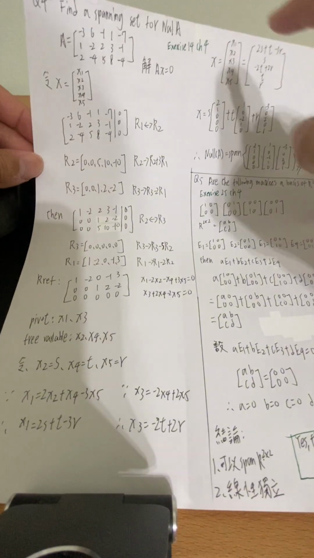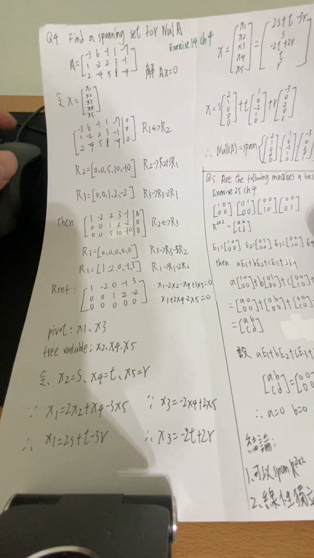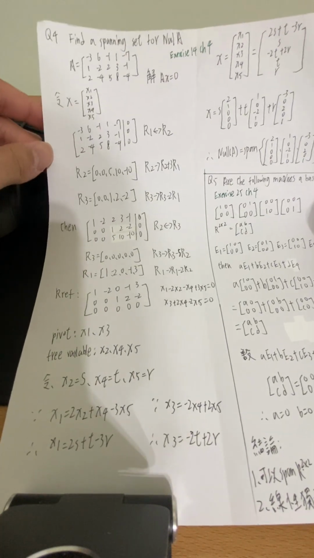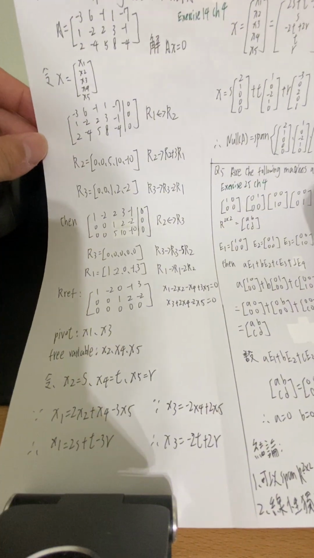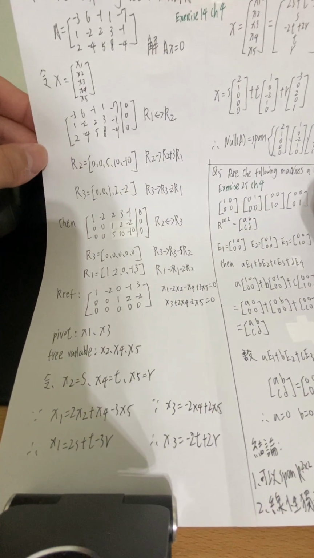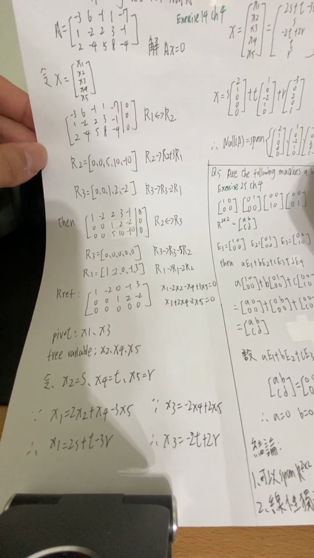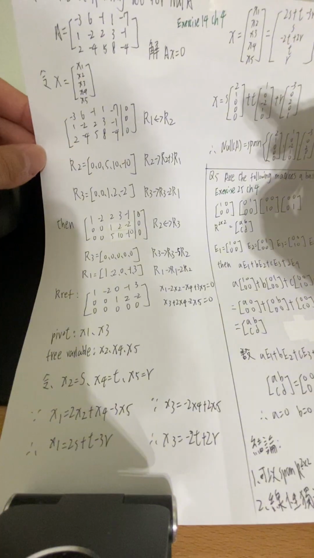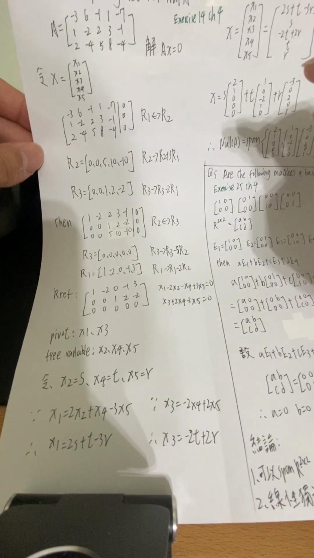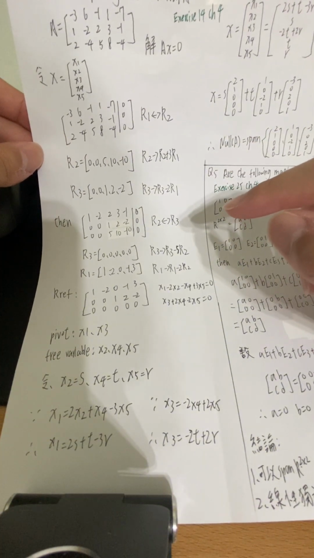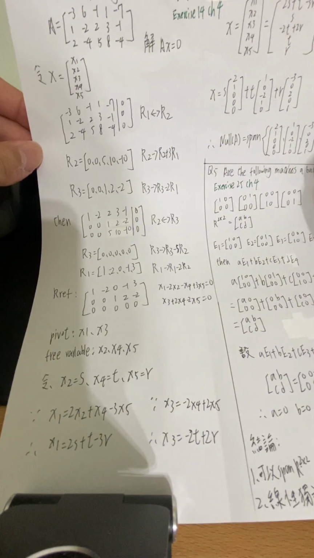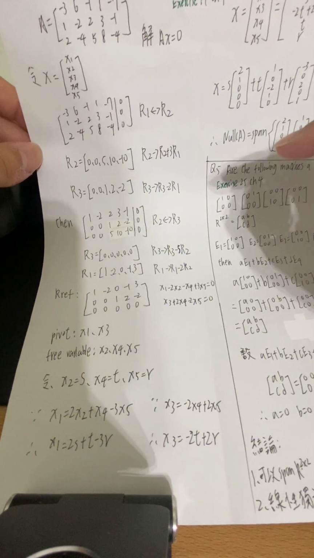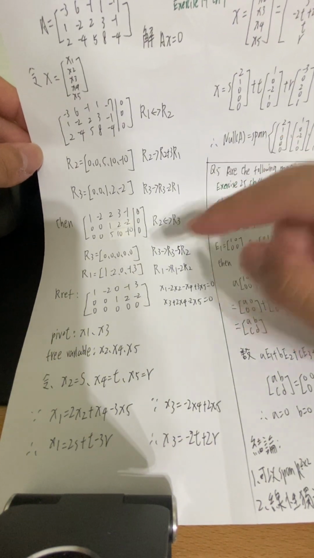Question 4, Chapter 4, Exercise 14. In this exercise, we are asked to find a spanning set for the null space of matrix A. First, I swap row 1 and row 2 because row 2 contains the leading one. Next, I eliminate the entry below the pivot in column 1. Then I interchange row 2 and row 3 to obtain a pivot of 1 in column 3. After that, I eliminate the entry below the pivot. Finally, I eliminate the entry above the pivot in column 3. Therefore, the reduced row echelon form is this one.